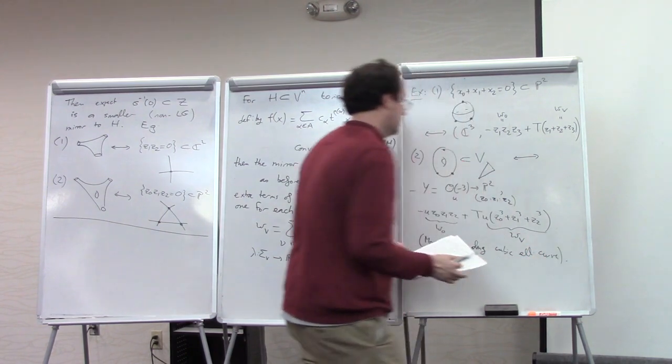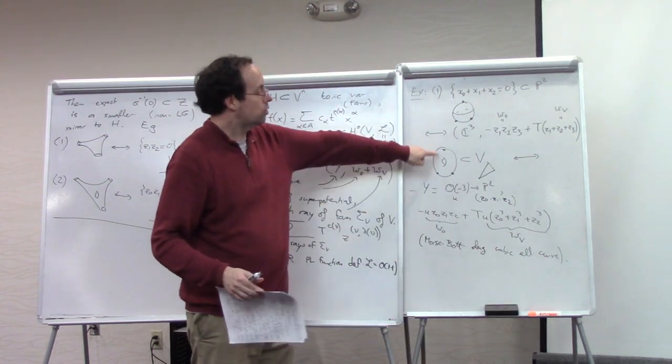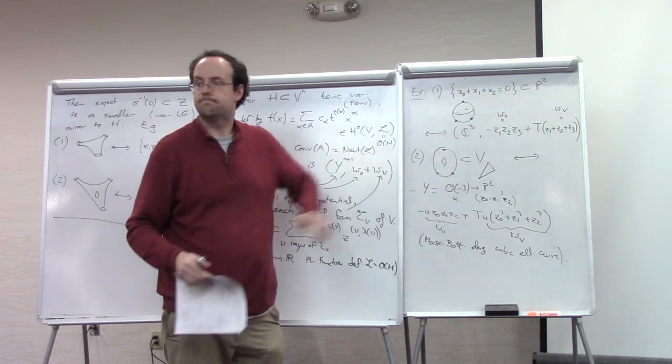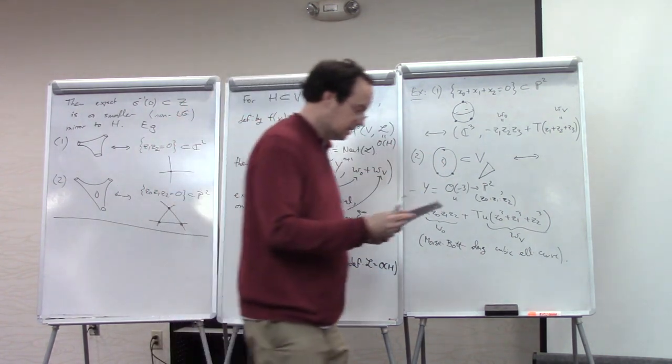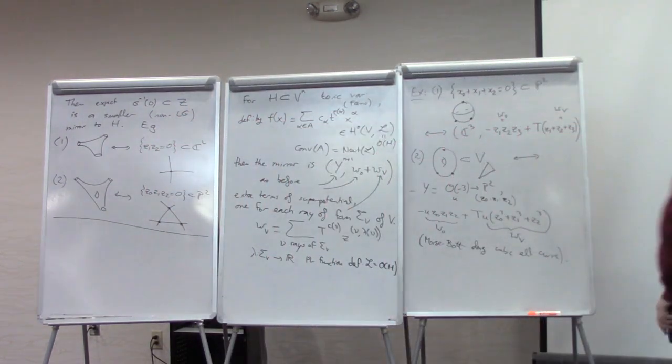And of course, that elliptic curve is the classical mirror of this torus. Okay. One last example before we put everybody to sleep.